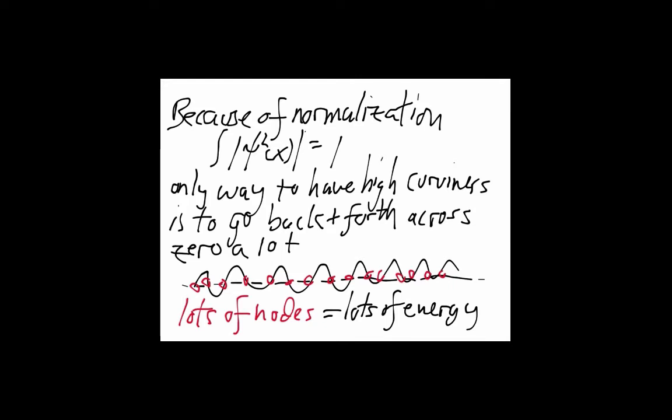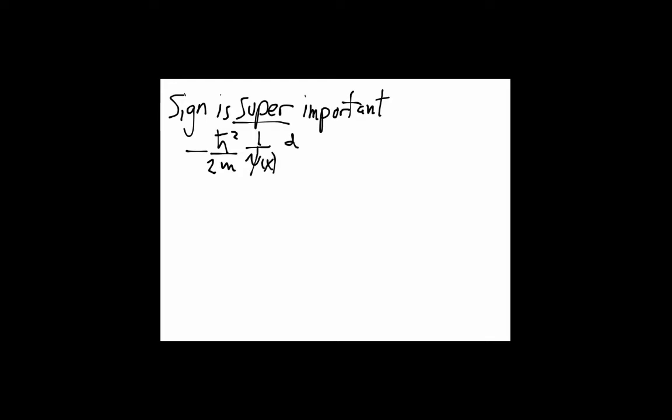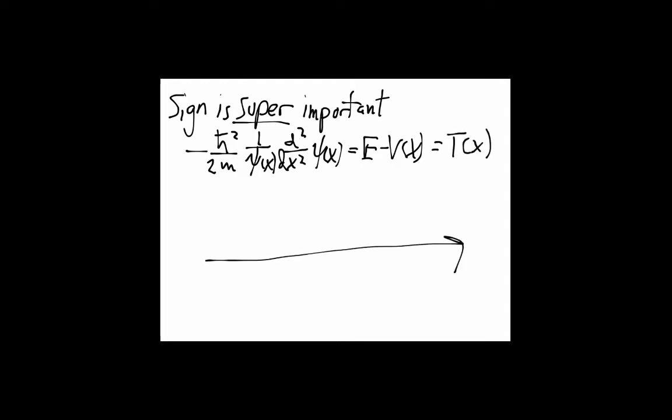Now, the overall sign of this is super important, especially that minus sign out at the beginning of the term minus h bar squared over twice mass times the second derivative. That minus sign there really has everything to do with how this system behaves. So let's think this through very simplistically here, but it's all you really need to know. So this total curviness, with all these signs, is equal to the kinetic energy. The total energy minus the potential is equal to the kinetic energy.